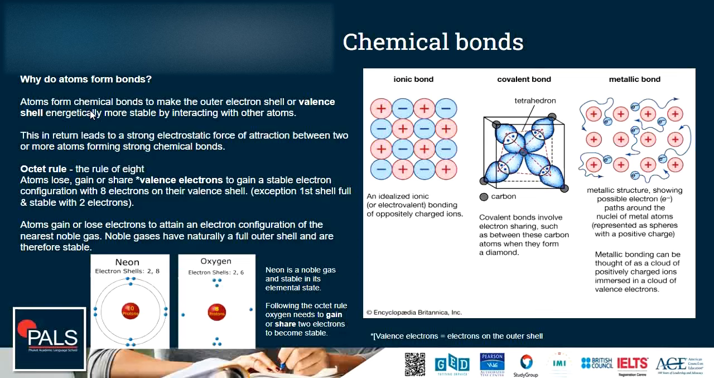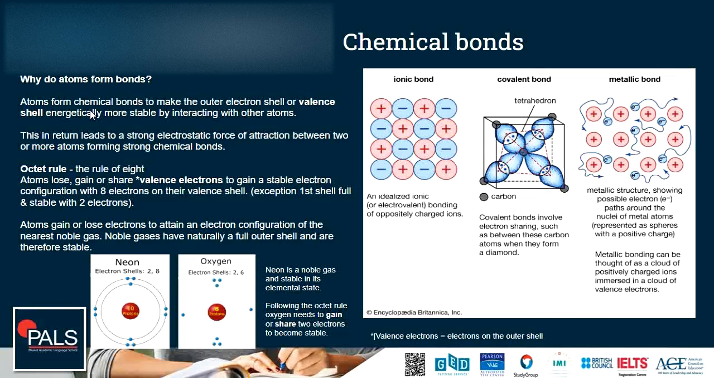The octet rule is very important when it comes to atoms becoming energetically more stable. The octet rule is the rule of 8s. Atoms lose, gain, or share their outer shell electrons, the valence electrons, to gain a stable electron configuration with 8 electrons on their valence shell, on their outer shell. It's just an exception here.